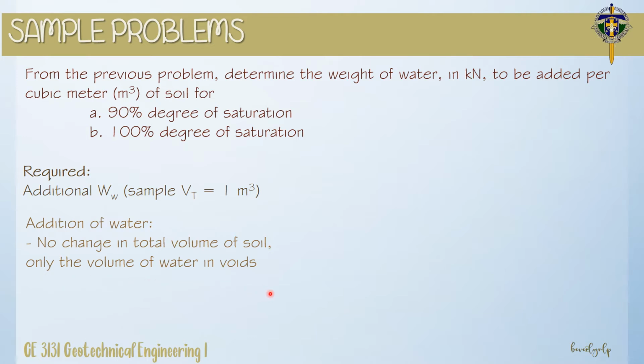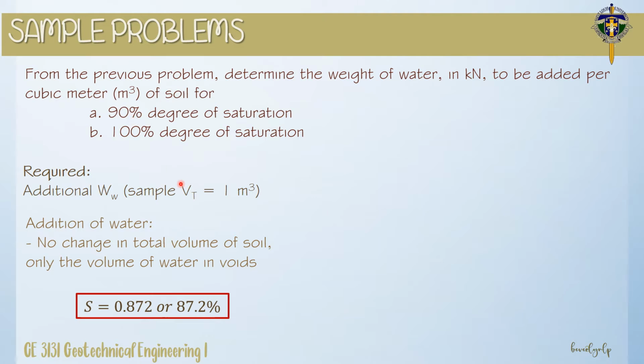Okay, so the idea is, initially, kanina, we were able to solve the degree of saturation to be 87.2%. Now, of a certain volume, a certain weight of water has been added to this that increase the degree of saturation to 90% degree. So that is what is being required. Ilan yung weight of water na dinagdag dito para maging 90% yung degree of saturation.